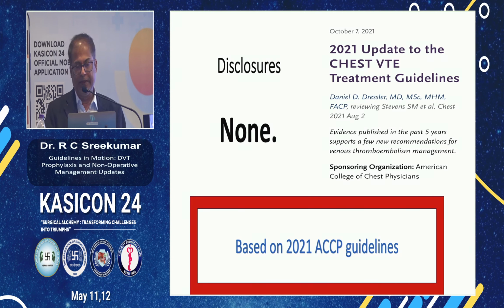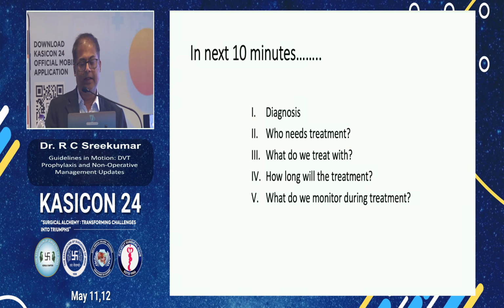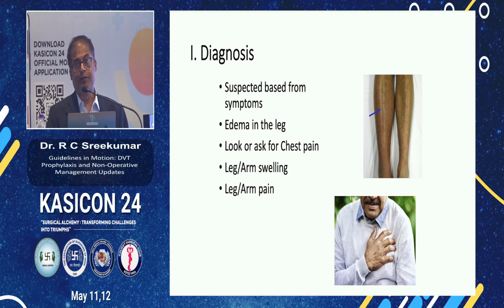My talk is based on the 2021 updates by the American College of Chest Physicians, which were later remodeled in 2022. As per these guidelines, I'm making some points. We are looking at 5 questions: how to diagnose DVT, who needs treatment, how do you treat, how long will you treat, and do we do any monitoring during the phase. Diagnosis is most often confused.